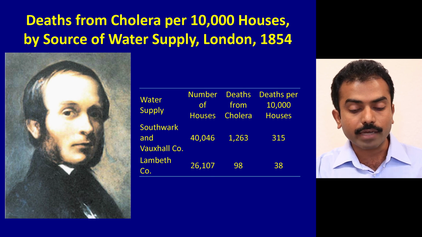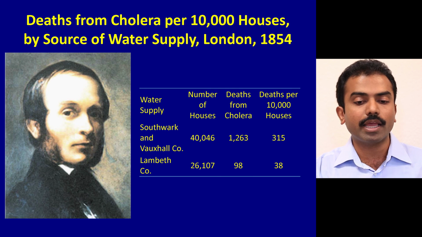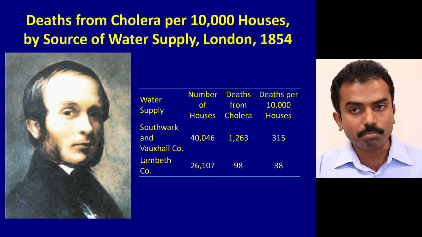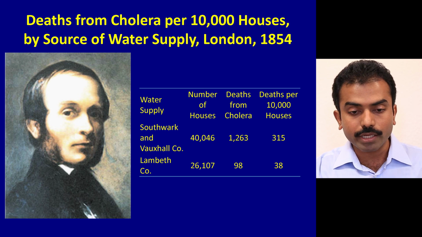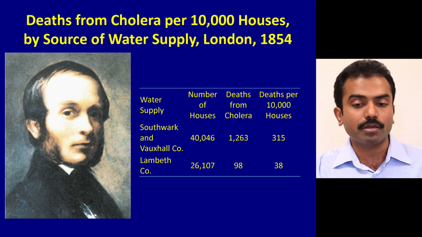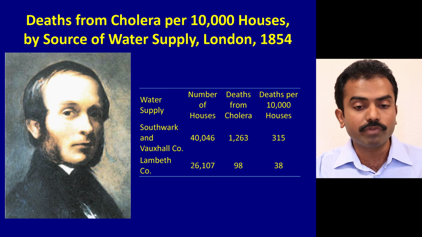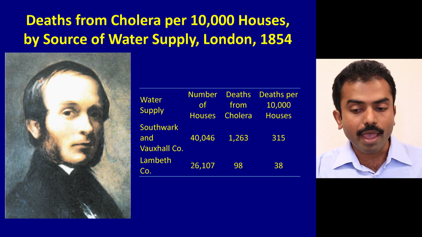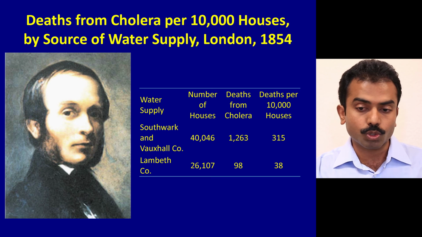So it was very clear from this that it's actually the water which made all the difference. And in fact, there was some information that Lambeth company, for some non-technical reason, had shifted their water source to an upstream part of the Thames River, which is much less polluted as compared to Southwark and Vauxhall, which was drawing its water from the downstream part of the Thames. So this was very convincing. In fact, it convinced William Farr to change his hypothesis and order that every cholera death has to be investigated with reference to the water source.